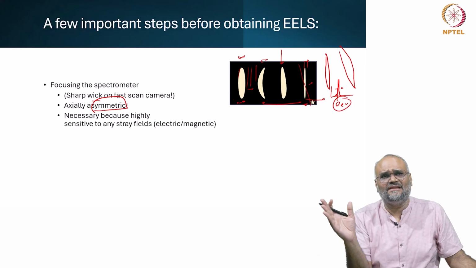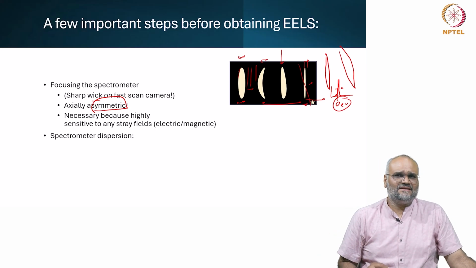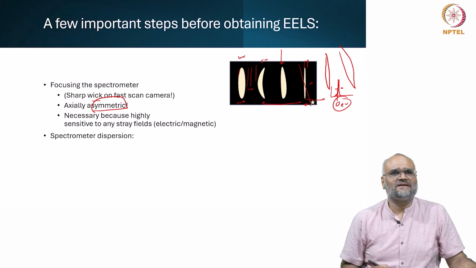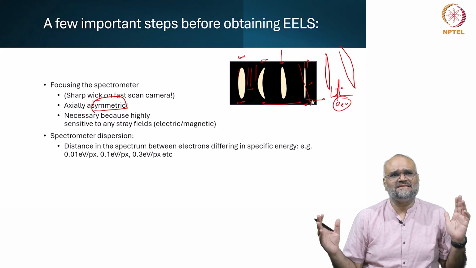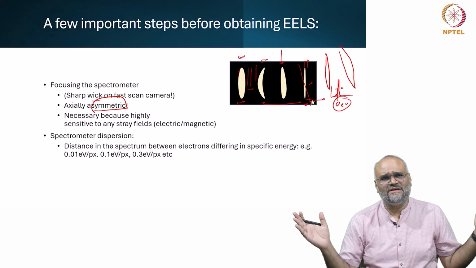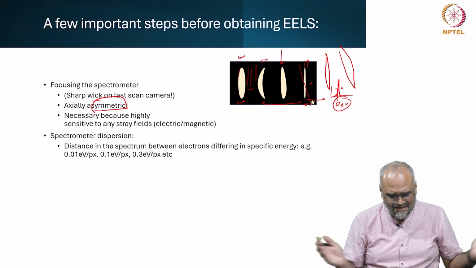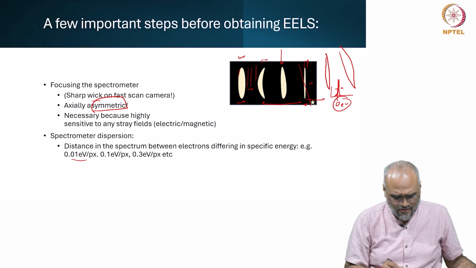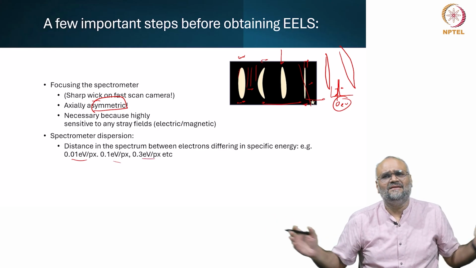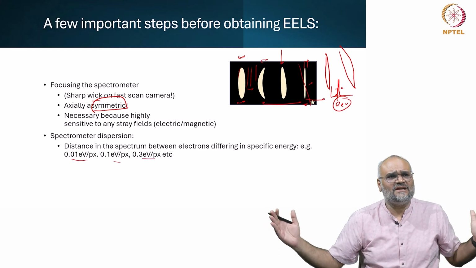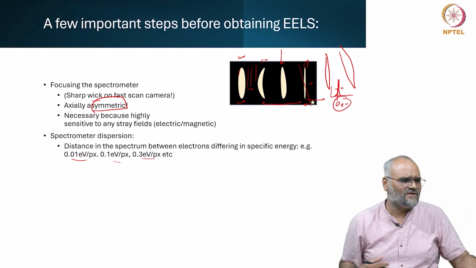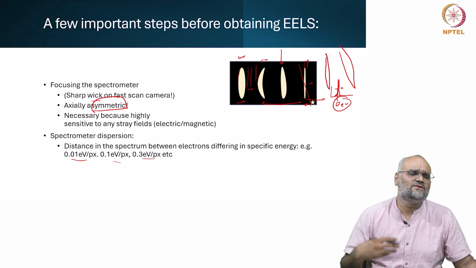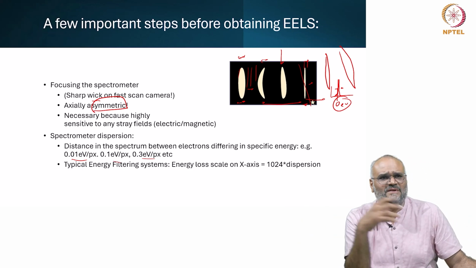You correct for all these and then you look at the dispersion spectrum, and by changing the energy window you are looking at, you have different kinds of dispersion. You can have 0.01 eV per pixel or 0.1 eV or 0.3 eV. This gives you an idea of what kind of energy range you are collecting the signal from, and then you decide whether you are looking at low loss or core loss spectra.